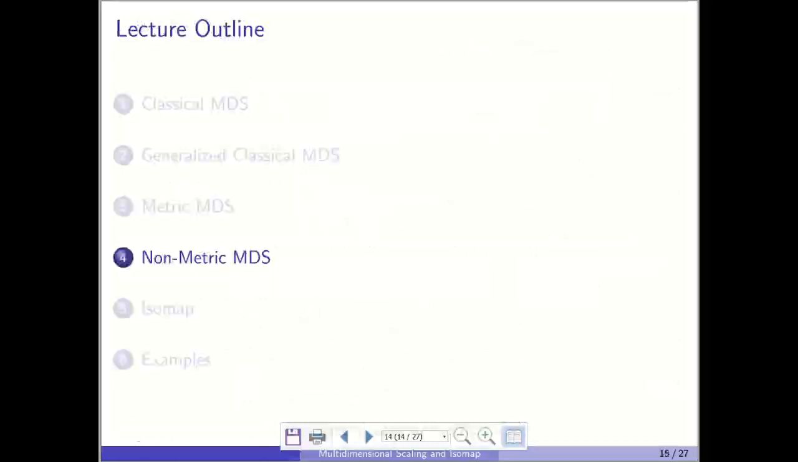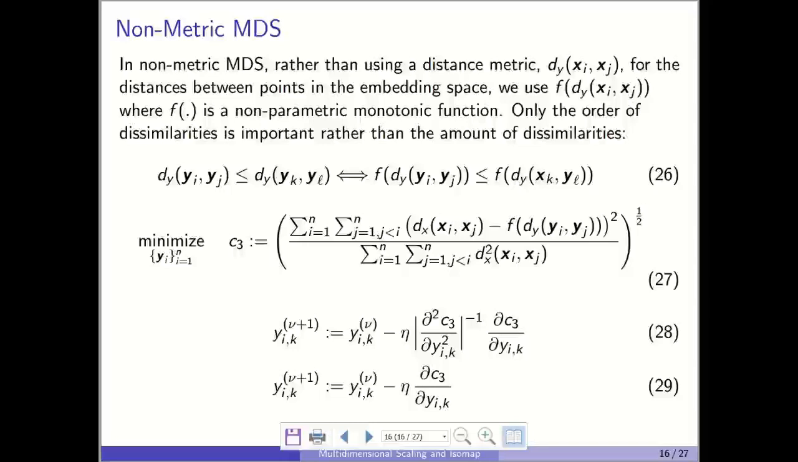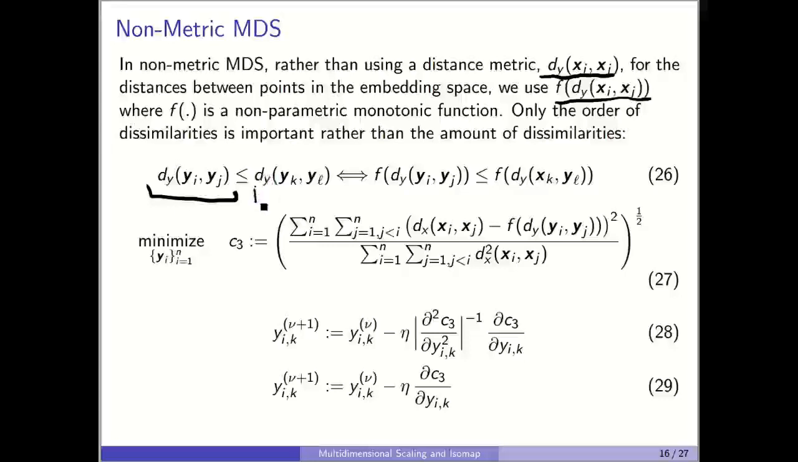Non-metric MDS is very similar to metric MDS, but it has a difference. It says that in non-metric MDS, rather than using a distance metric, which is, for example, d_y(x_i, x_j) in the embedding space or in the subspace, we use a function which takes care of the order of dissimilarities. We don't care about the amount of distance, we care about the order. If the distance of y_i and y_j is less than the distance of y_k and y_l, when we apply f, still this order is preserved. So it cares about dissimilarities. It's not a metric anymore.